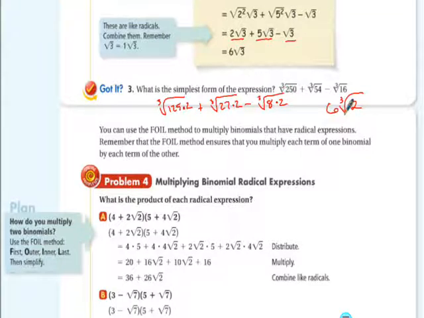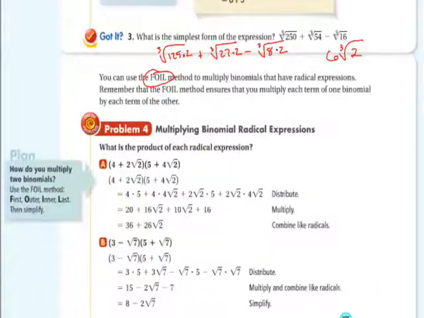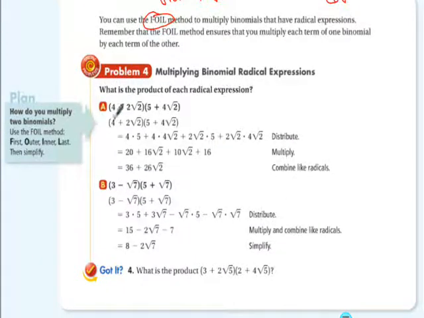All right. So anyways, remember FOIL? Remember when we multiplied binomials? We can multiply binomial radical expressions also. Okay, so tons of fun that this is. Say we had this expression times this expression. The same rules of FOIL apply.